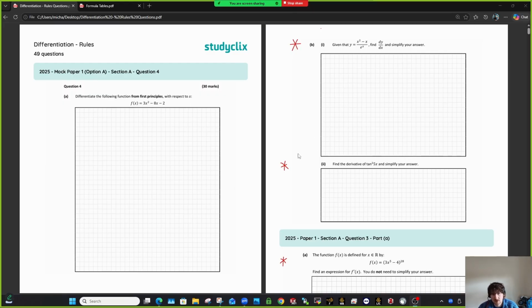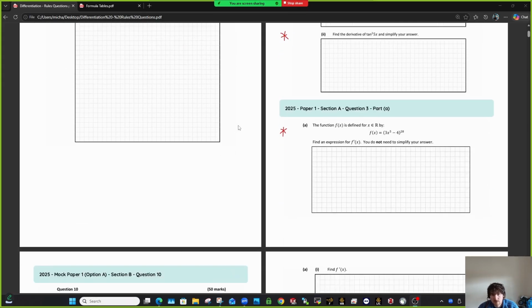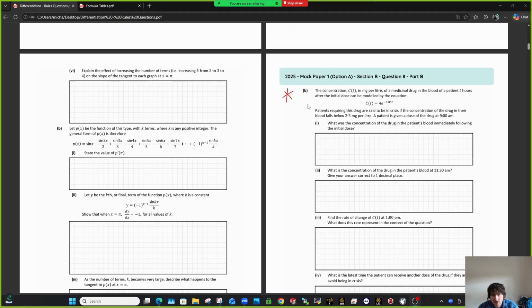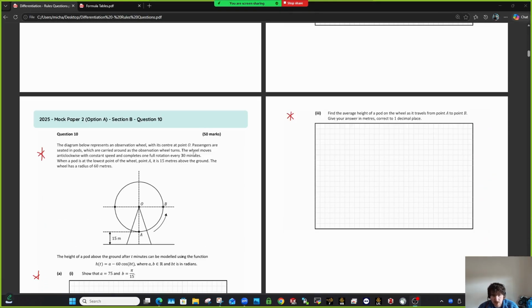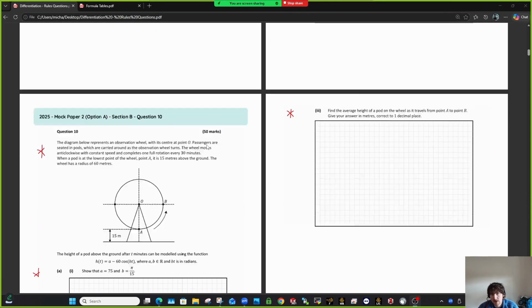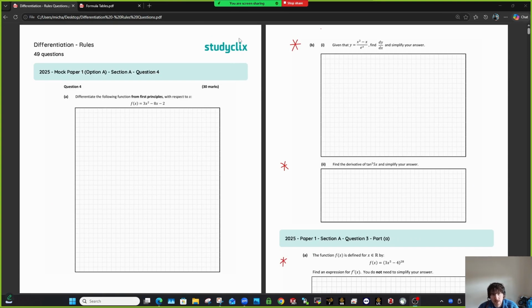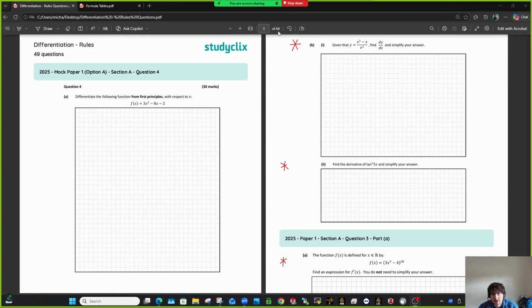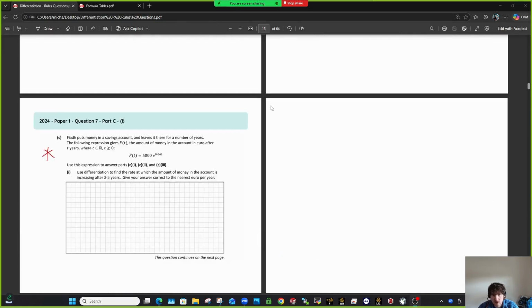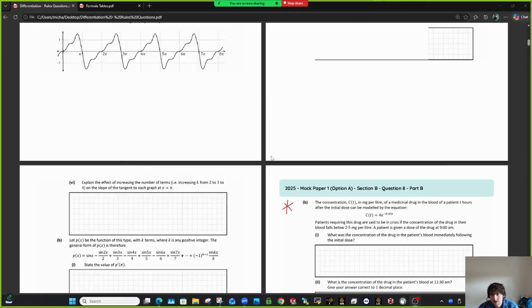These PDFs never get compiled properly on Study Clix. They're pretty lazy. So I have gone through the PDF here and highlighted some of the questions that we definitely need to know, and we'll be going through them one by one. It's not that big of a PDF, 64 pages, so I'm hoping to get most of this done within the hour.